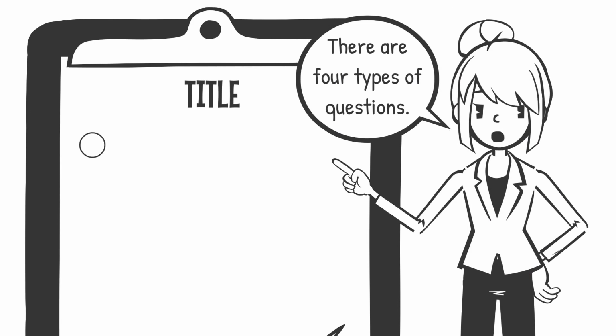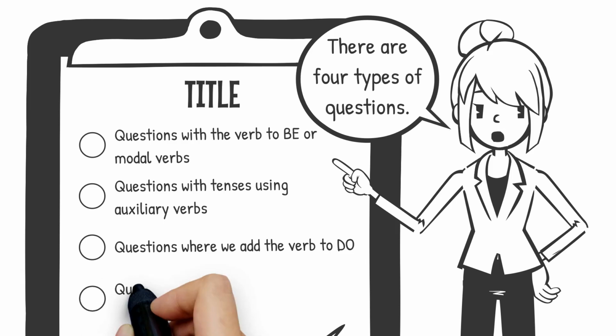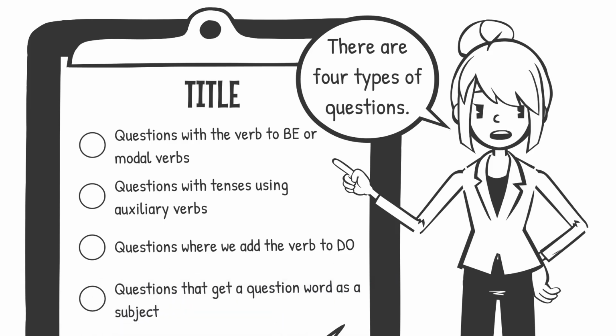into a question. The first type is made up of questions with a verb to be or modal verbs. The second type are questions in verb tenses that use an auxiliary verb, like the present perfect tense. The third type of question is formed by adding the verb to do. And the last type of question gets a question word like who as its subject.